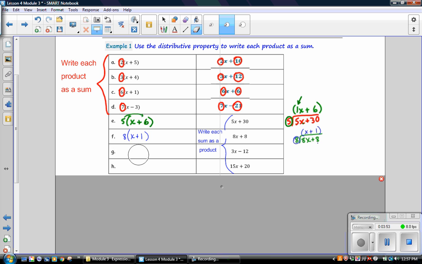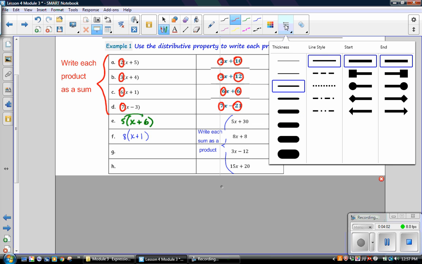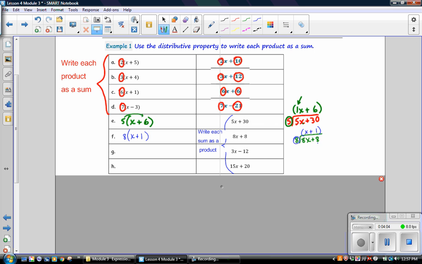The problems in the left-hand column are the products, and on the right, these are sums of two terms. For the next problem, we want a common factor between 3 and 12. 12 can be written as 3 times 4, so the common factor is 3. Divide by 3. The expression is 3x minus 12.